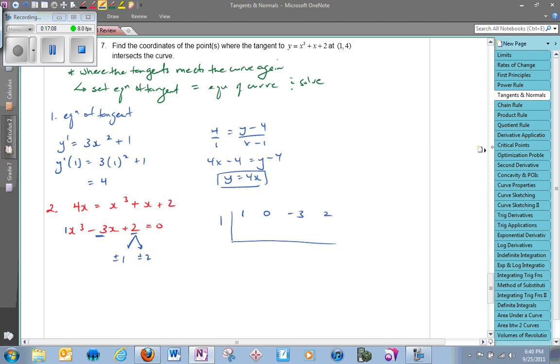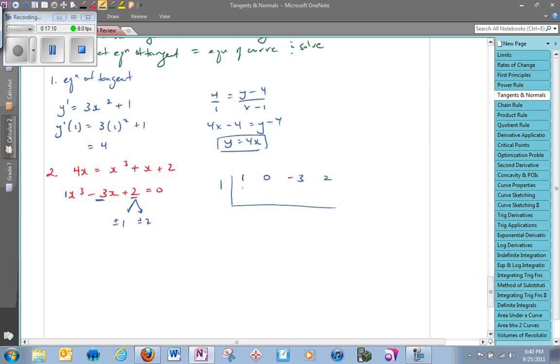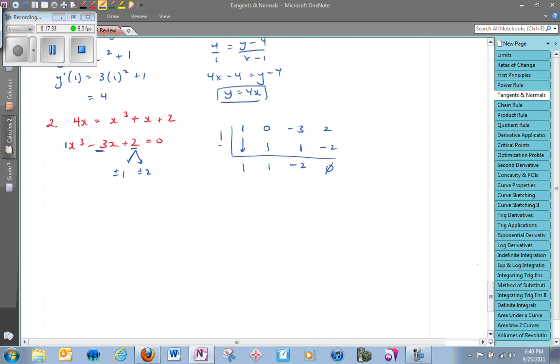So notice those coefficients. I'm going to bring down the 1, and then I'm going to do 1 times 1 gives me 1. I'm going to add, so I get 1 again. 1 times 1 also gives me 1. I'm going to add again. I get -2. Multiply 1 times -2. I get -2. When I add, I get 0. That's how I know that 1, or x minus 1, is a factor of this lovely equation.